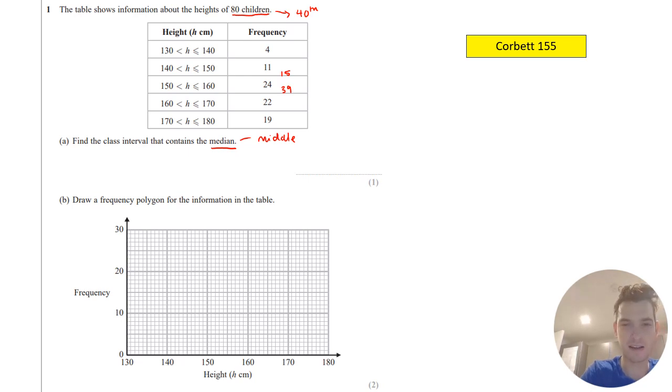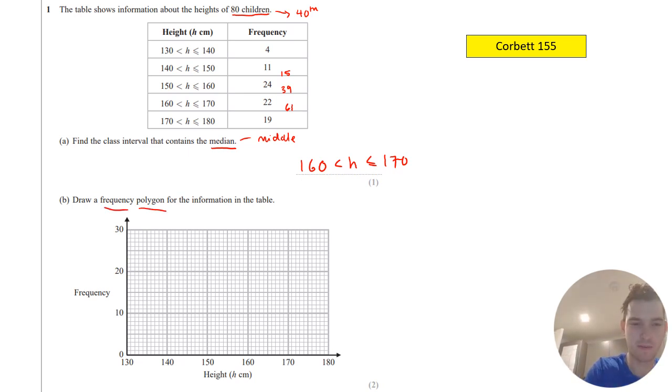But if I add another 22, I get 61. So I've gone past 40, therefore it is in that one there. So I'm going to write that fourth group there. Okay, part B, draw a frequency polygon.